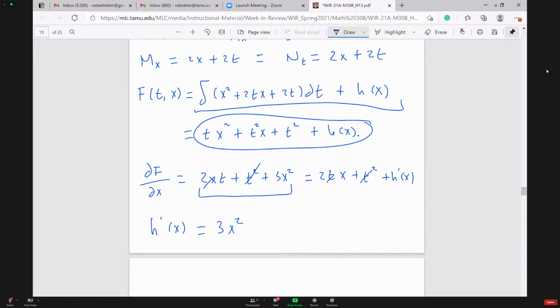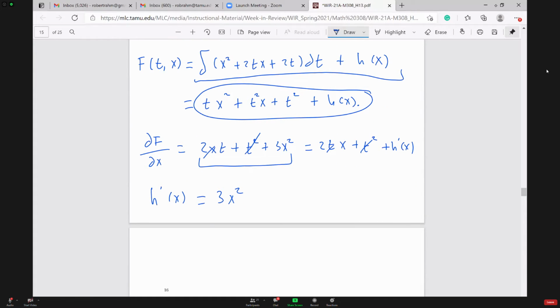Okay, so this is good. So if you got something like h prime of x is equal to something like this, all of the t stuff should cancel. Okay, so if you have t stuff left, it either means the equation is not exact or you made a mistake somewhere. But none of the t stuff is left, so this gives us confidence that we've done everything correctly so far. So h prime of x is equal to 3x squared.